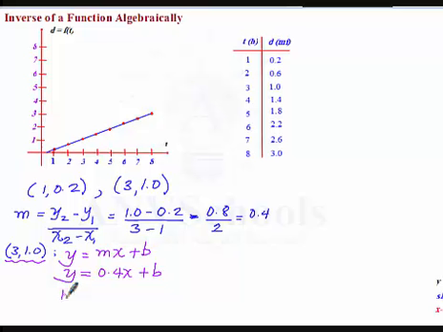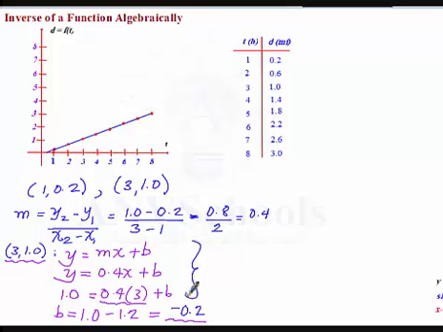So our y is 1.0 when our x is equal to 3. So that's 0.4 times 3 plus b. So we have b is equal to, transposing this side, 1.0 minus, this is 1.2 in this case. So our b is equal to, what is our b? It would be equal to negative 0.2.